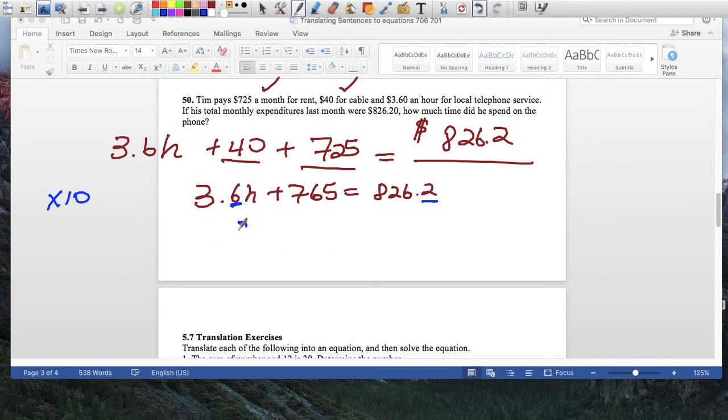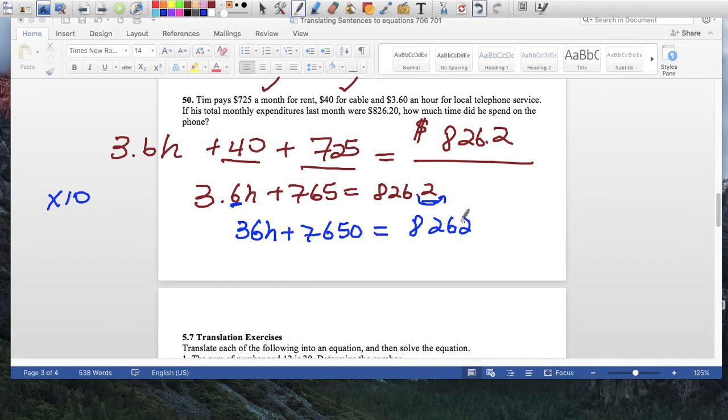So 3.6 times 10 is 36h. 765 times 10 is going to be 7650. And 826.2 times 10 is going to be 8262 because the decimal moves from here to here, 1 over. No more decimals. And you have a variable h being multiplied by 36 and added 7,650.